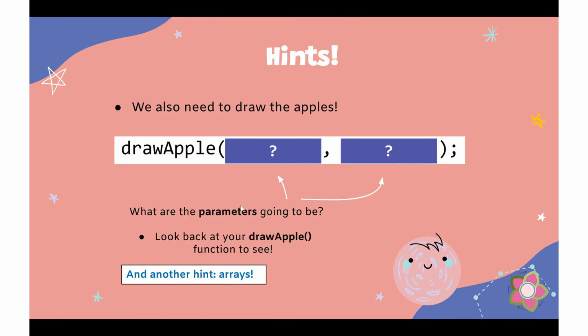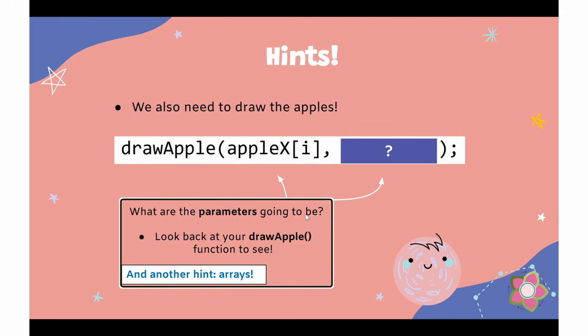All right, here's a hint. The first one, we need the x coordinate, and the second one, we need the y coordinate. But we can't just use x and y, we need to use the arrays. So the answer is going to be apple x and apple y with the indexes.